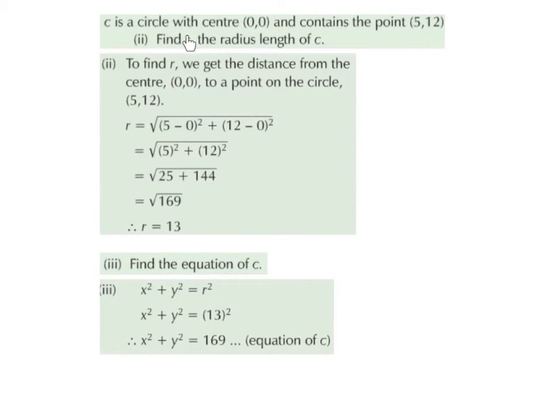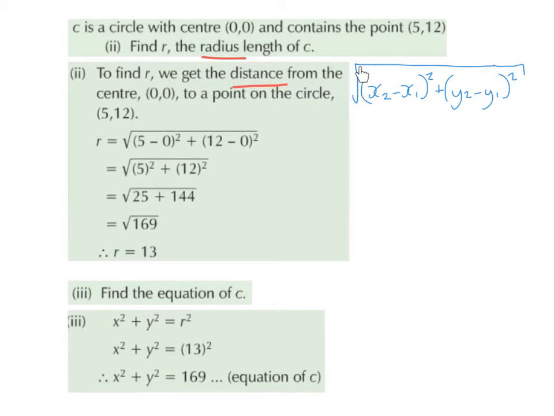Part 2, find r, the radius length of C. To find r, we get the distance from the center, 0, 0, to a point on the circle, 5, 12. So we're going to use our distance or length formula, which is the square root of x2 minus x1 squared plus y2 minus y1 squared. This is the distance formula given to us in the formula book. Next we have to label our points.